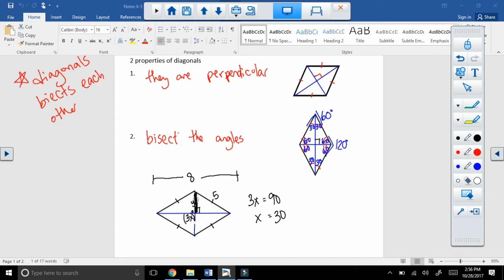In order to do that, I'm going to need to find this piece, and that's going to be 4 because those diagonals bisect each other. And then looking at this right triangle, I can use the Pythagorean theorem to find that side. So I'd set this up: y squared plus 4 squared equals 5 squared. So y squared plus 16 equals 25. y squared would equal 9, and y equals 3. So just a couple of different ways that these questions could look for you.